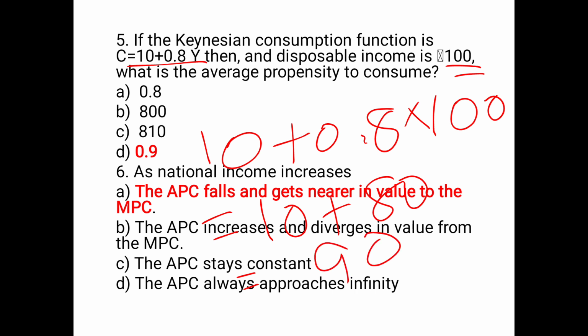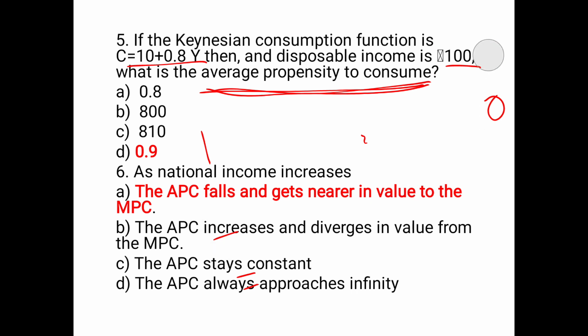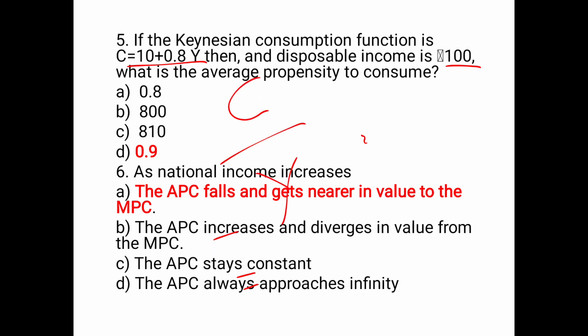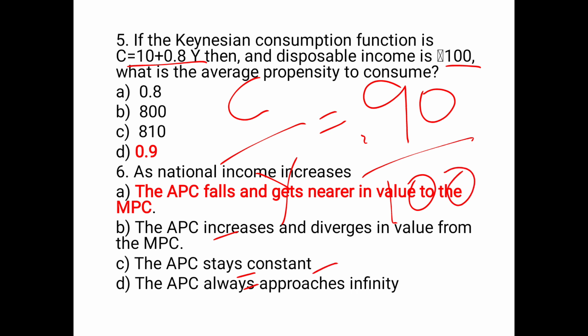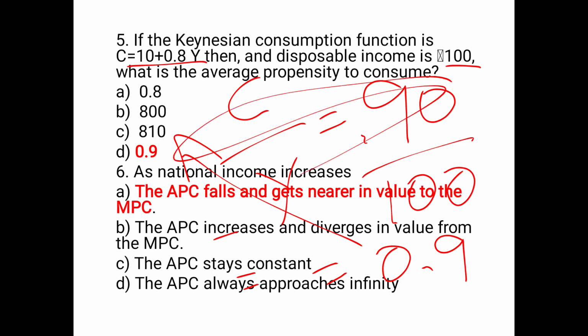They have asked you to find out average propensity to consume. So when you calculate this, you have to divide. They have given income already here. The average propensity to consume formula is C by Y. How much did we get as consumption? We got 90. 90 divided by 100 is equal to 0.9. So 0.9 is the answer. I hope I am clear to all of you.